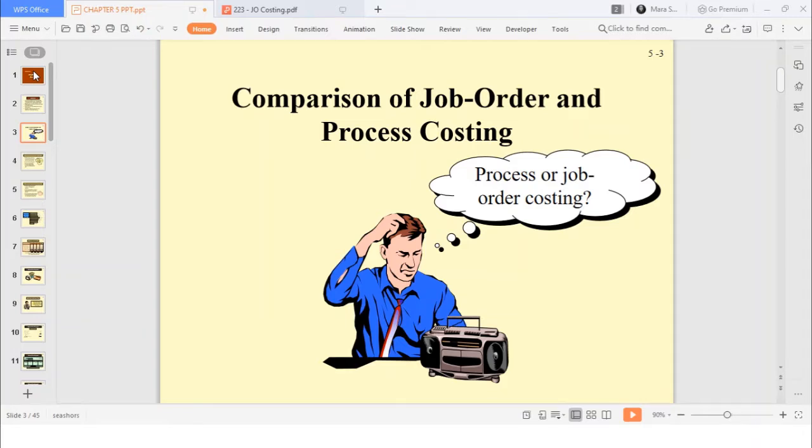So first, let's start by comparing what job order and process costing is. If you remember in our previous discussion, katong sa introduction to cost accounting, there were two main costing systems, the job order and the process costing. So, how are those two different? When can you say that dapat job order atong gamiton? When can you say na dapat process costing?